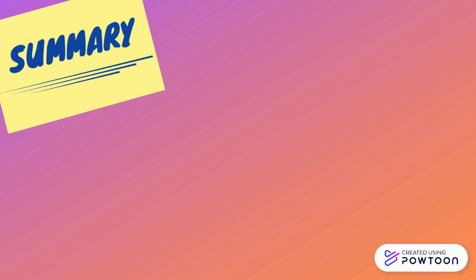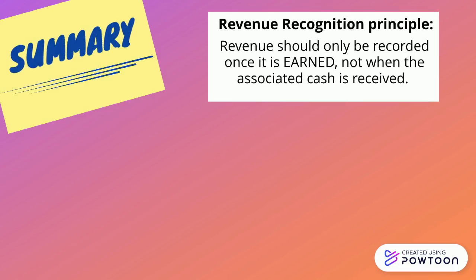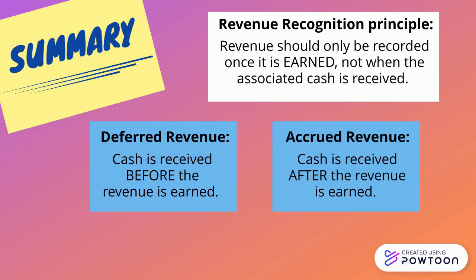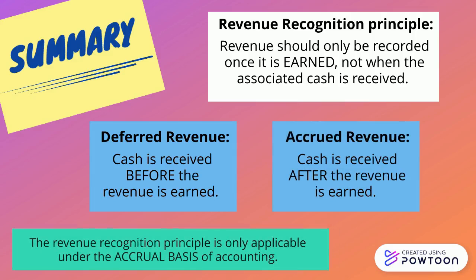Now a summary of what we have learned about the revenue recognition principle. Revenue should only be recorded once it is earned, not when the associated cash is received. Deferred revenue is when cash is received before the revenue is earned. Accrued revenue is when cash is received after the revenue is earned. And the revenue recognition principle is only applicable under the accrual basis of accounting.